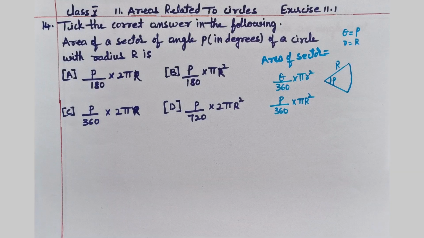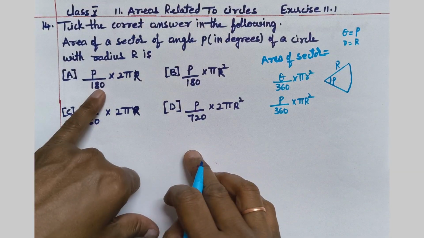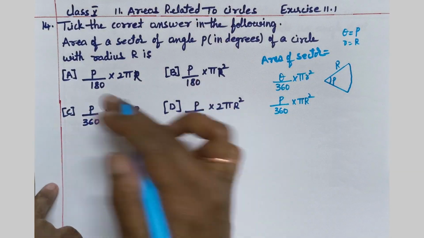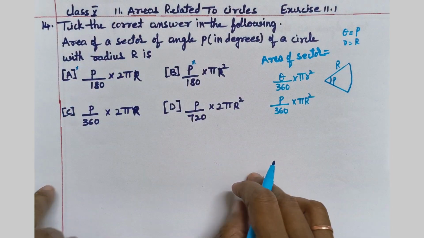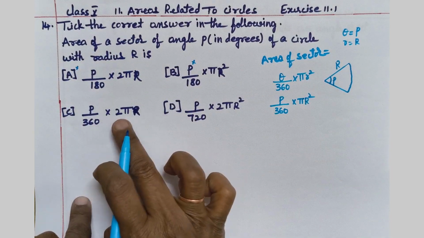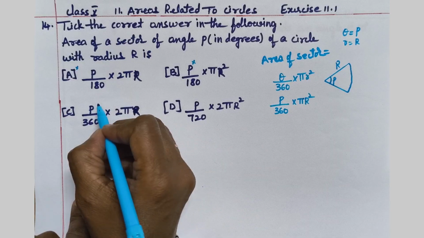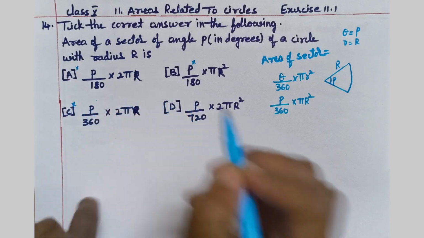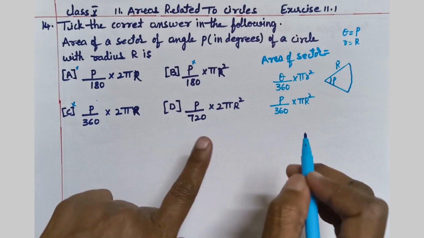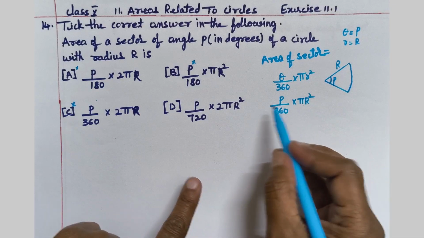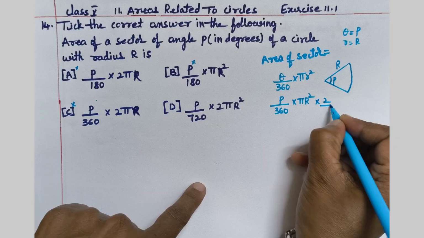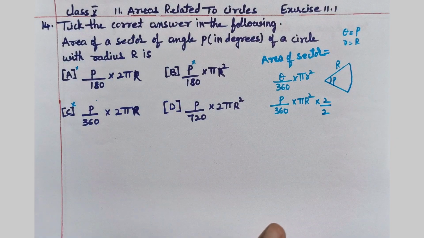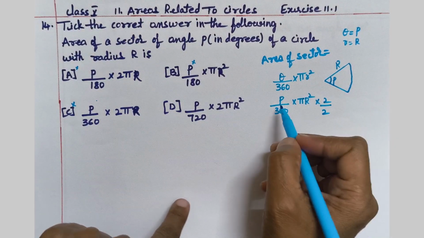Okay, now 4 options you observe. So this is the 180 is there, this is the 180 is there. So no chance, this one also, this one also. Next, this option you observe, here 2 pi r is there. So this is also no chance. Third one also no chance. Fourth one you observe here. Now carefully listen here. See here what I am doing: multiplying numerator by 2, denominator by also 2.